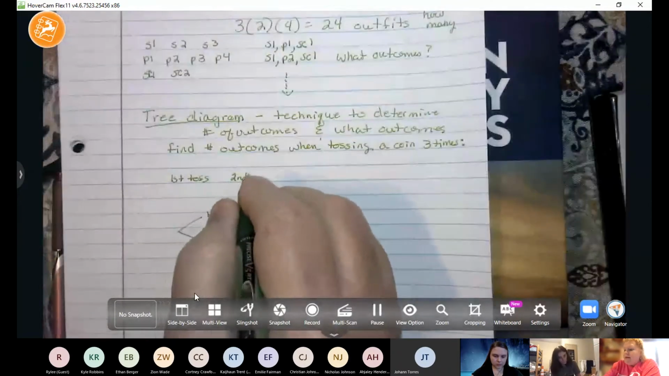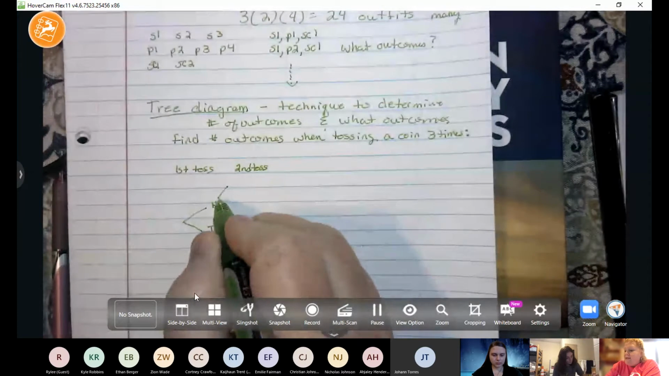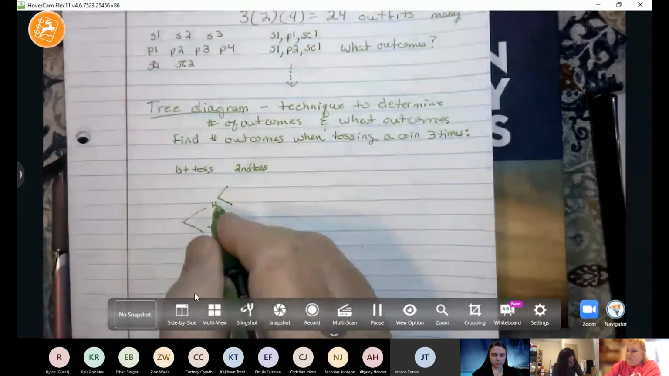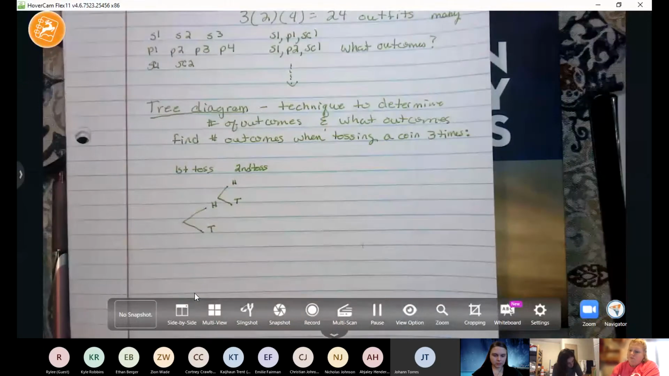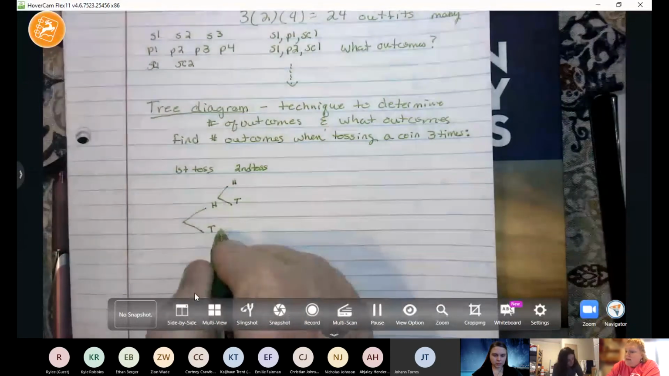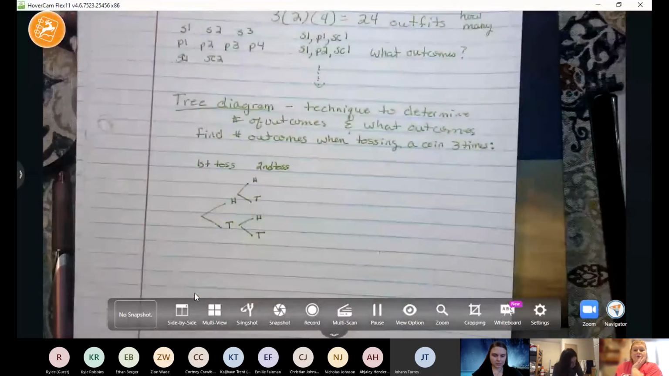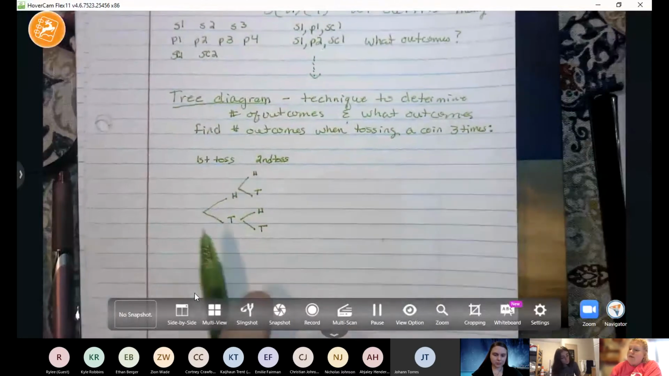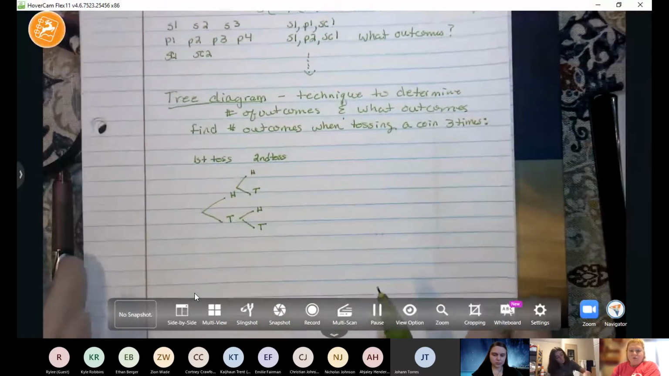Then we look at our second toss. From our first toss, we branch from the heads. From that head, we can either get heads or tails on the second toss. From the tail, we can either get heads or tails from that toss. So notice our tree diagram. Our tree is branching off and expanding. That's how it gets its name, tree diagram.